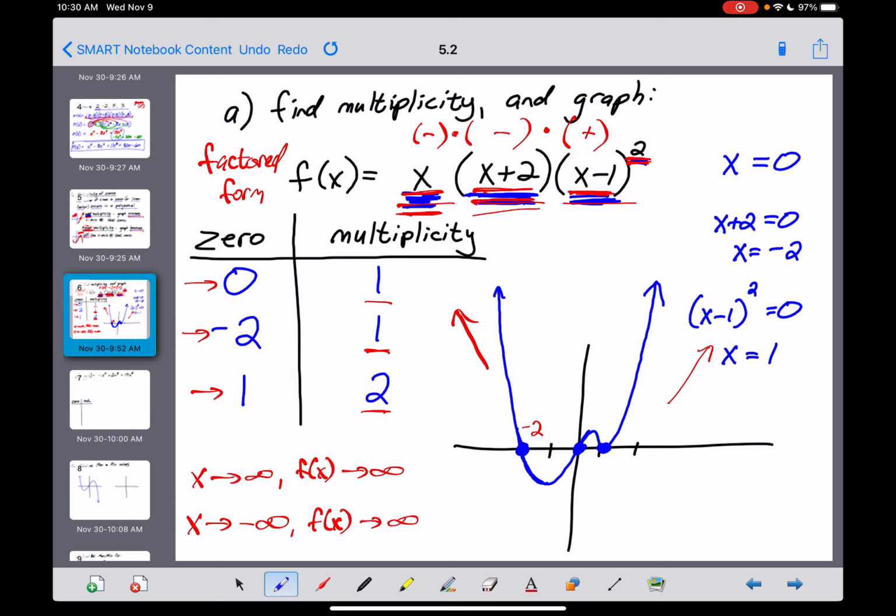And this graph, everybody, this W shape, kind of supports what we thought we knew here about our end behavior. This graph goes up on both sides. So that is how multiplicity of zeros is kind of interesting.